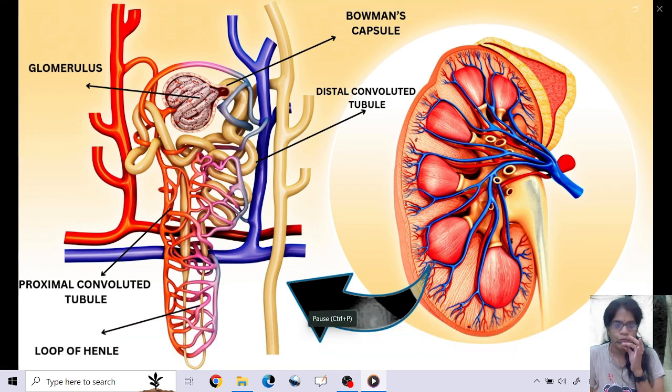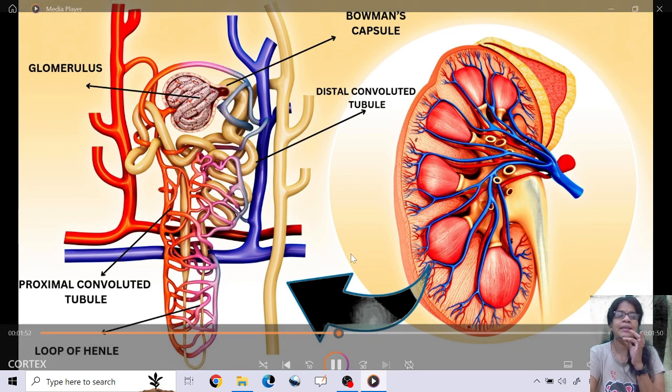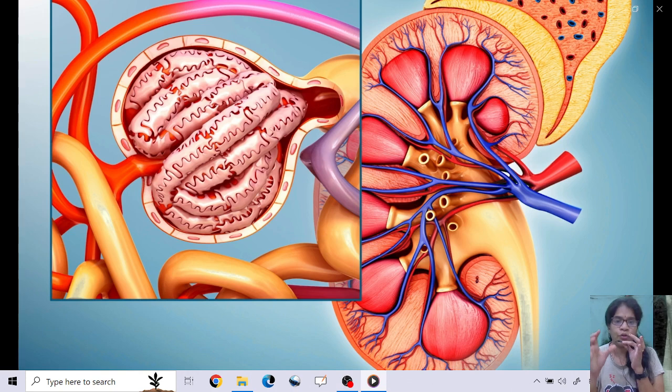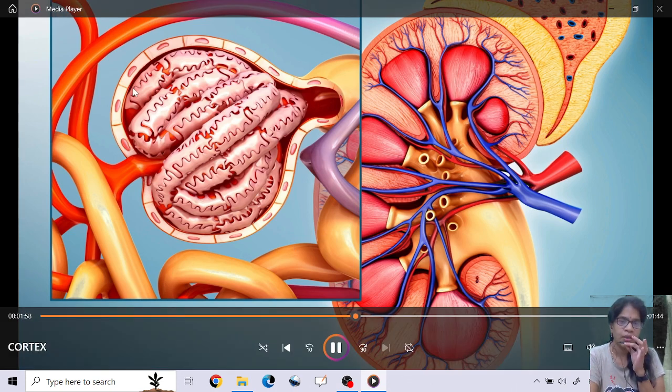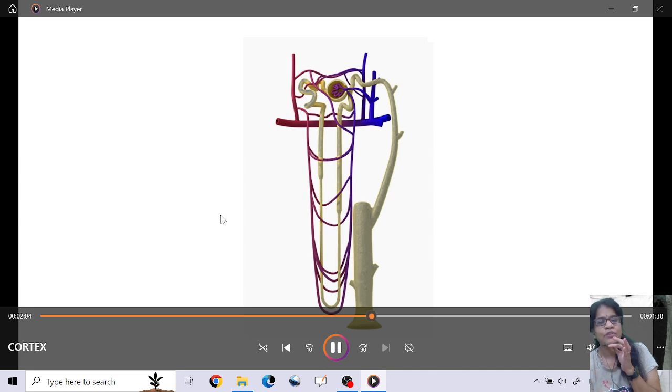See, this is the loop of Henle, I told you. This is the proximal convoluted tubule, and this is the distal convoluted tubule. That is the Bowman's capsule and glomerulus. This is the internal part of your nephron, how a nephron looks. See, this is how wonderfully they have explained it. This is the glomerulus and this is the lumen. Millions of arteries and veins, right? So this is the glomerular structure in short. I just want to show you.